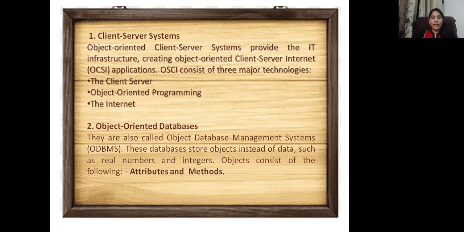Second is object-oriented databases. They are also called object database management systems. These databases store objects instead of data such as real numbers and integers. Objects consist of the following: attributes and methods. Attributes are data that defines the traits of an object. This data can be as simple as integers and real numbers. It can also be a reference to a complex object. Methods define the behavior and are also called functions or procedures.